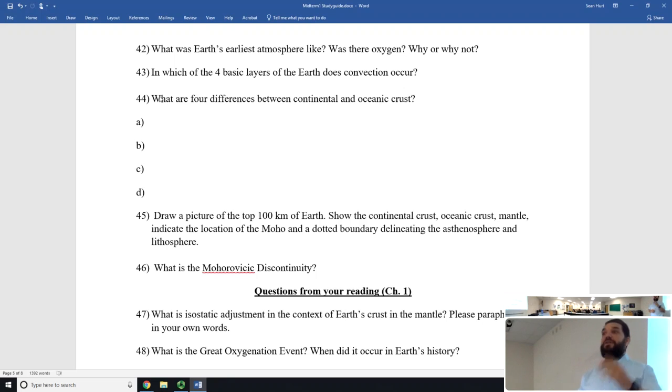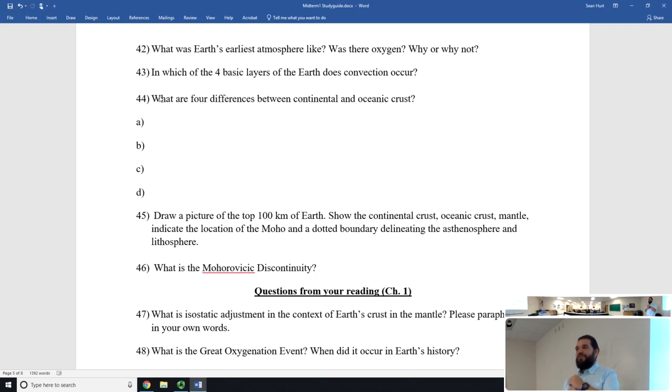Okay. Another difference you could mention is thickness. Continental crust is thicker, about 30 kilometers on average. Ocean crust is thinner, about 5 kilometers on average, 5 to 7 kilometers. Okay. So all differences you could mention. And I don't know if that is on the test, but it is probably.